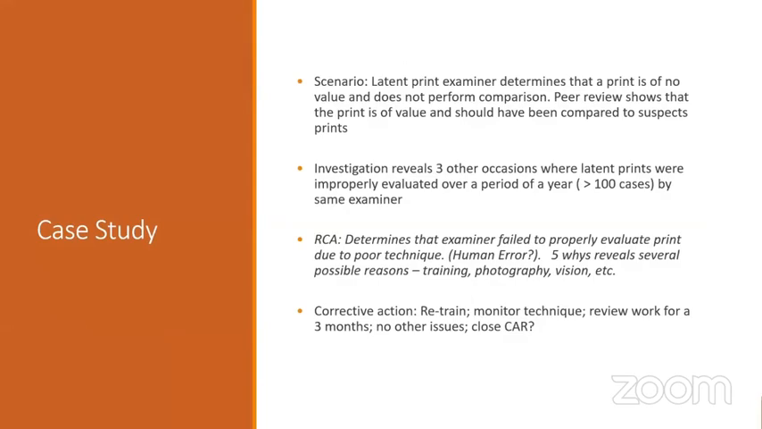So a scenario is a latent print examiner determines that a print is of no value and does not perform comparison. Subsequent peer review shows that the print is of value and should have been compared to the suspect's prints. Just so that we're all on the same page, let me explain that a little bit further. So a latent print examiner receives a case, lifts a print, photographs that print, enhances and photographs that print, and determines that there's insufficient detail to perform a comparison. Subsequent to that, during a normal peer review process, another examiner evaluates the same print and determines that there was sufficient detail and a comparison should have been done.